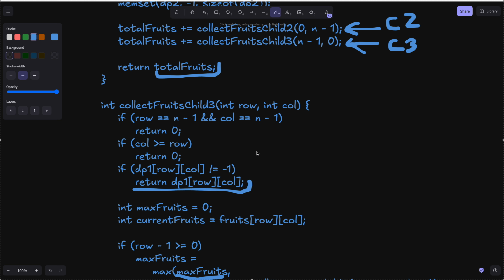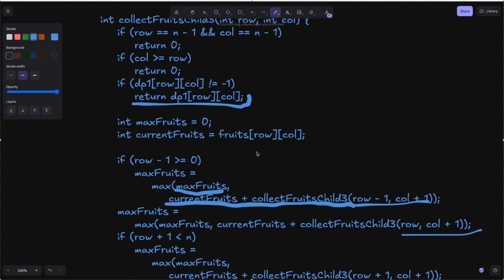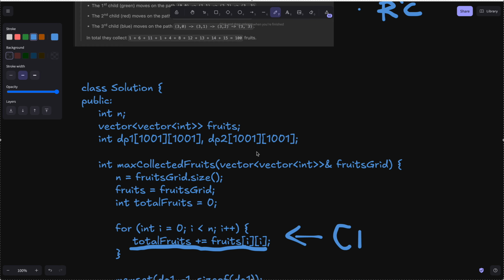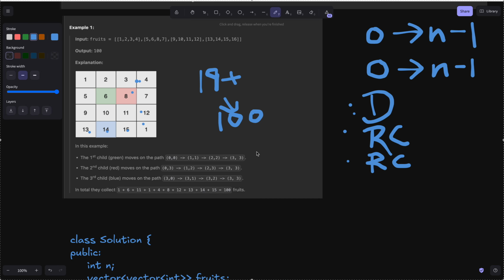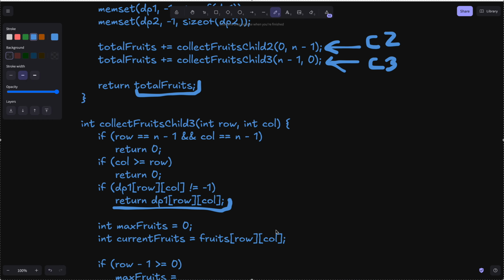So this is a very easy solution, a very easy approach. Once we think of how child 1 would get the fruits and how child 2 and child 3 would do it, other than that, the solution is very simple.